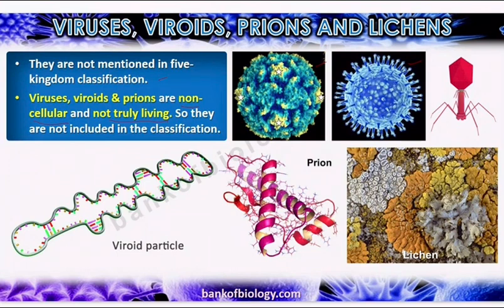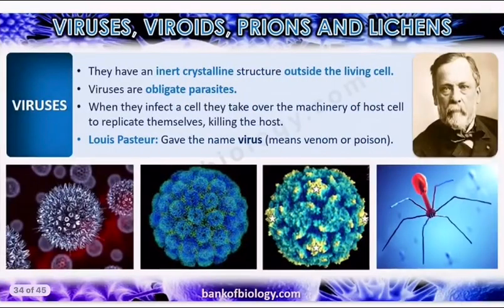So basically viruses will be nucleoprotein substances. You can see the nucleoprotein substances. And then viroid particles will be like this, in a zigzag fashion. Prions will be still smaller, and of course lichens will be there. It is a combination of the two things.